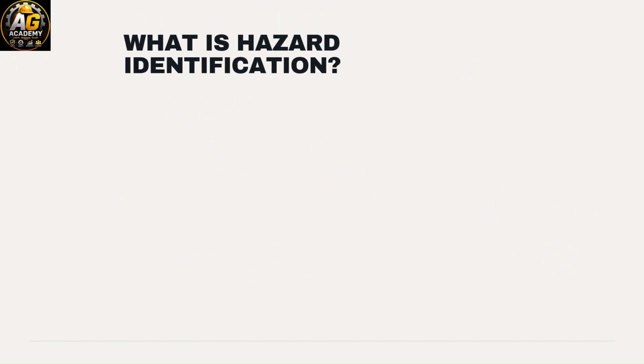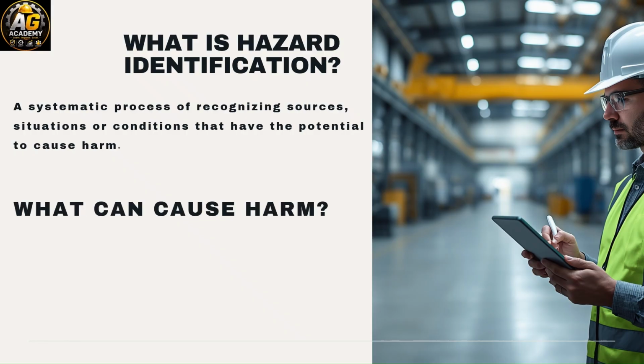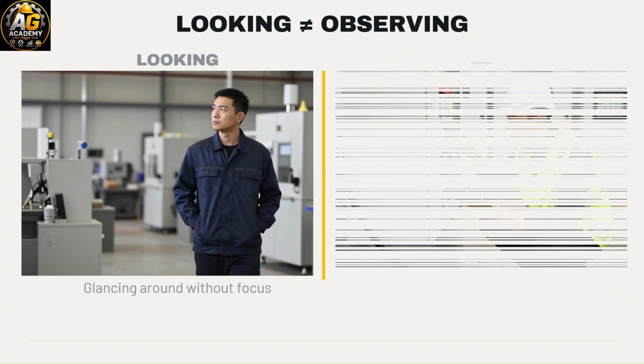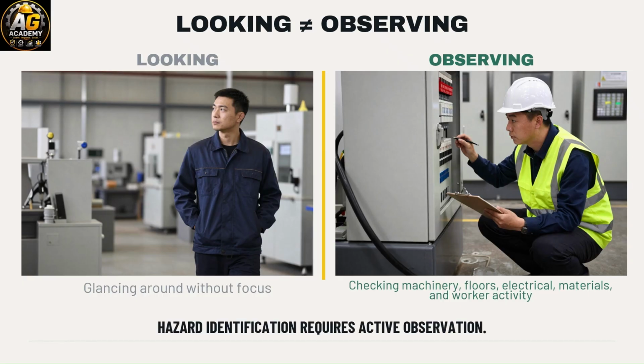Hazard identification is the systematic process of recognizing what could cause harm. In practice, start with 2 questions. What can cause harm and who could be exposed? These questions help turn simple looking into active observation. Looking and observing are not the same. Looking may simply mean glancing around. Observing means deliberately checking the machinery, floor, electrical conditions, materials, and worker activity. Hazard identification requires active observation.